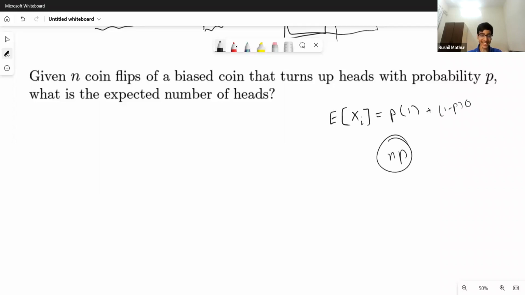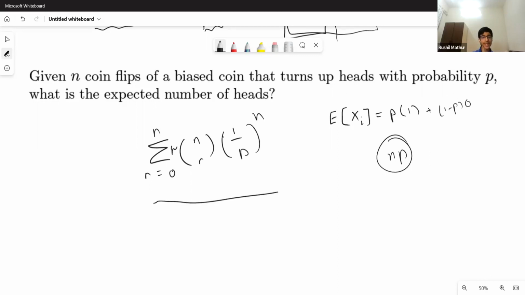Or you could do what my JEE class did, which is sigma n choose r going from 0 to n, and then you also have an r because there are r heads here, into p raised to r, into 1 minus p raised to n minus r. Basically, this is the same thing as what I was telling earlier in that dice question, but there are only two possibilities now. Sorry, why did I write 1 by p? Not 1 by, just p.